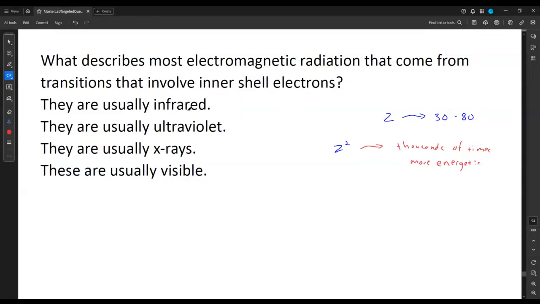And so that ends up being definitely not infrared, because that's going to be less energy. It's definitely not visible because it's beyond that. Ultraviolet might be your first guess, but the fact that it's thousands of times more energetic means that this is probably going to be producing X-rays. So X-ray machines will use in the range of kilo electron volts, or keV. And so, that's from sources similar to this.